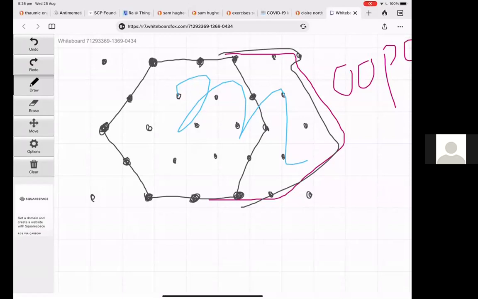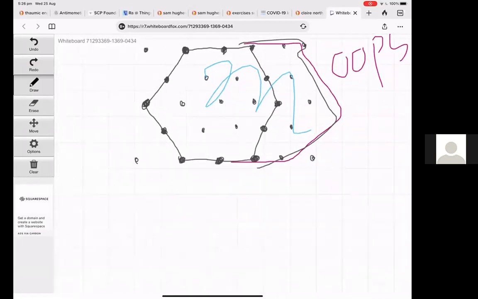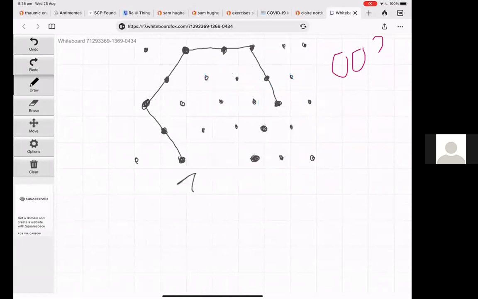Is it not possible to have the same number of dots on the inside as on the boundary? So how many dots are there on the inside of this hexagon? 7. Yeah. 1, 2, 3, 4, 5, 6, 7.